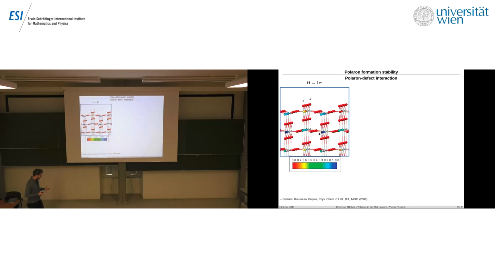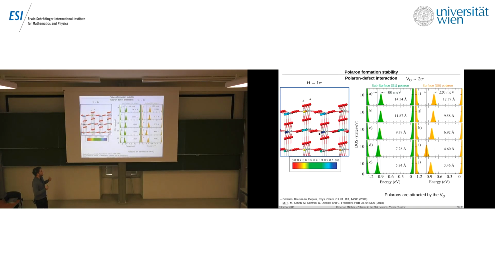So let's move on. Let's consider what is important in this system. First of all, the interaction between the defect and the polaron, which was shown on the first day by Aaron Deskin, who considered the hydrogen donor, and he showed that polarons basically like to stay close to the donor. They are attracted by the donor, and the same happens for the oxygen vacancy.